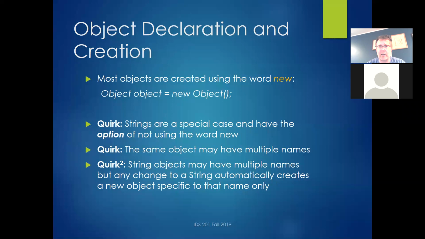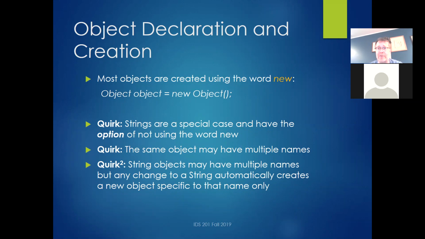Another quirk, same object can have multiple names. So just like in real life, I have multiple names, right? My parents call me Doug, my kids call me Dad, and students call me Professor Lundquist, and my wife calls me, I don't know, El Stupido sometimes. Yeah, you have different names for the same thing. All that means is when objects have different names, they're different references, but they're pointing to the same spot in memory, and thus they're pointing to the same thing.